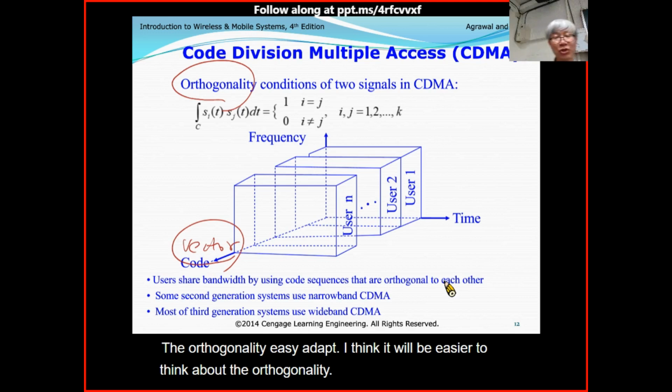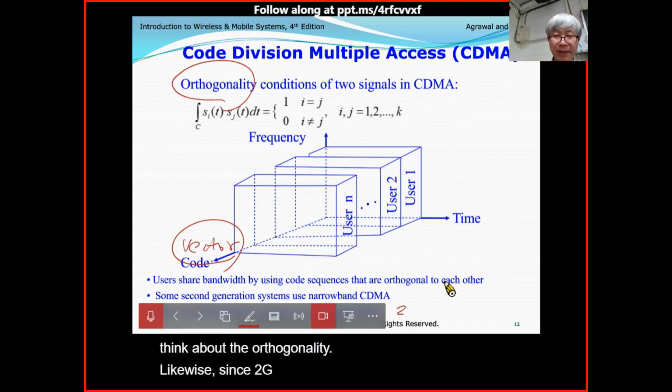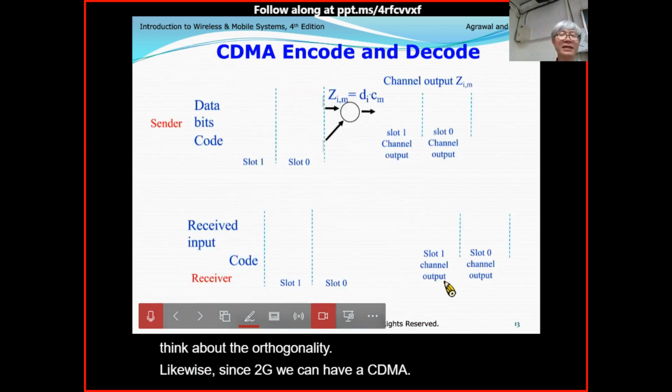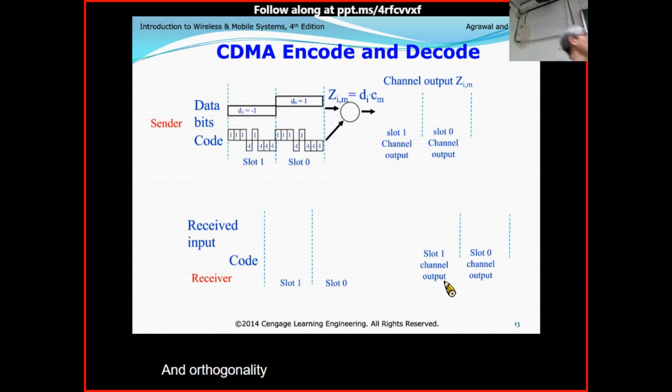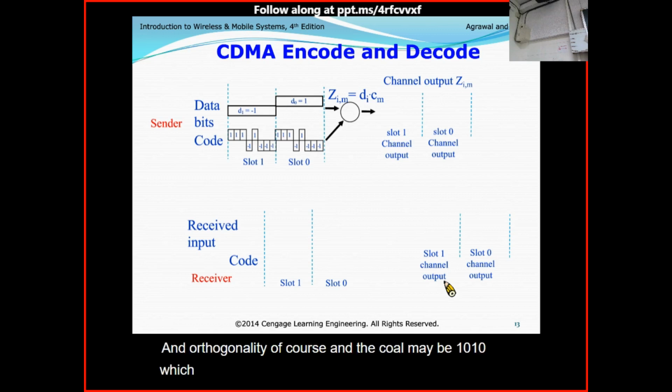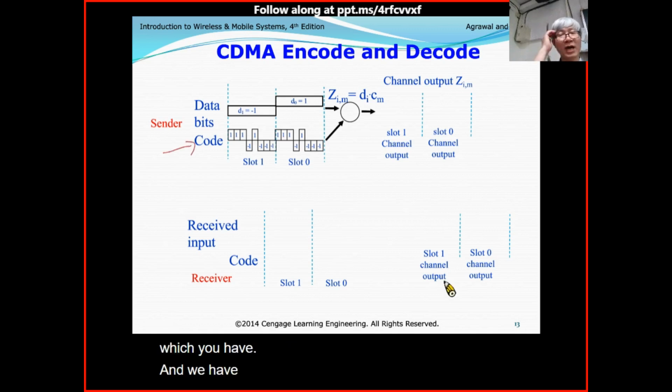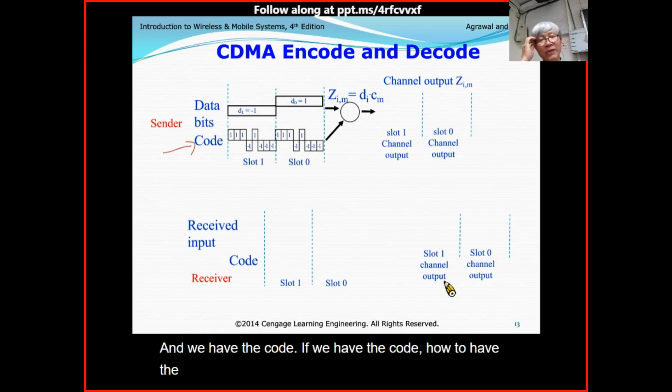Likewise, since 2G, we can have CDMA. And orthogonality, of course, we can have the code. And the code maybe 1, 0, 1, 0, we should have positive 1 and minus 1. And we have the code. If we have the code, how to have the orthogonality using vector, then I think it will be easier to check orthogonality.